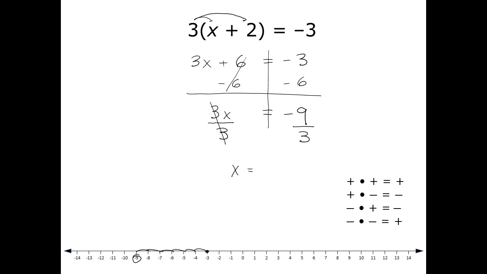The rules of division are the same as multiplication, so negative divided by a positive is going to be a negative, and 9 divided by 3 is just going to be 3. So in the end, this would be our solution to the equation.